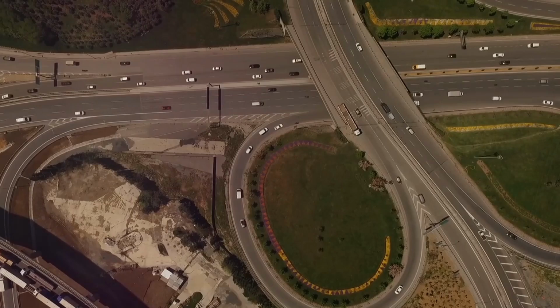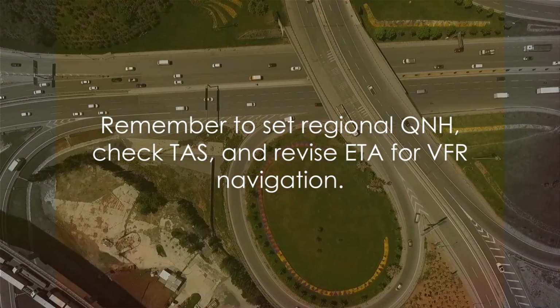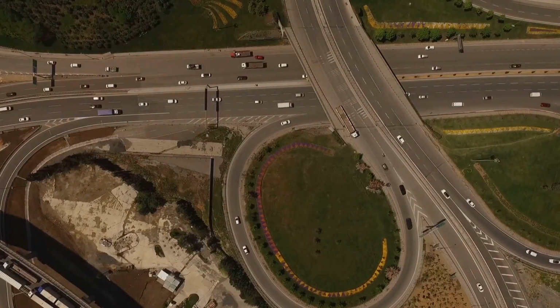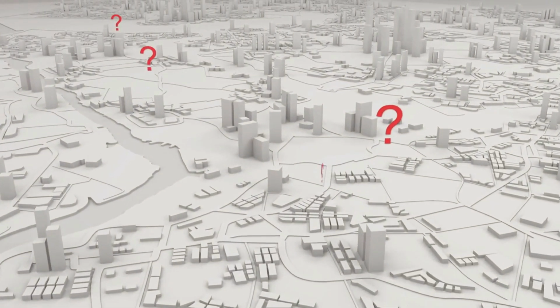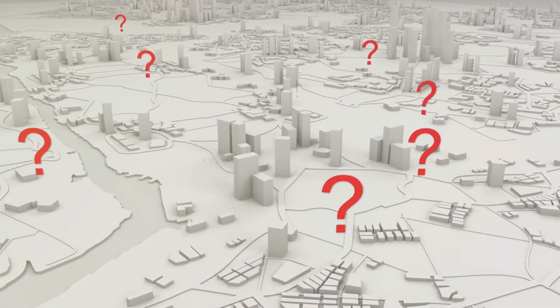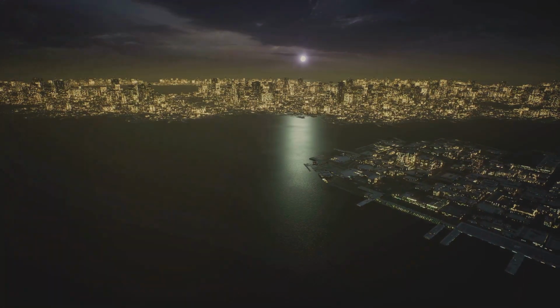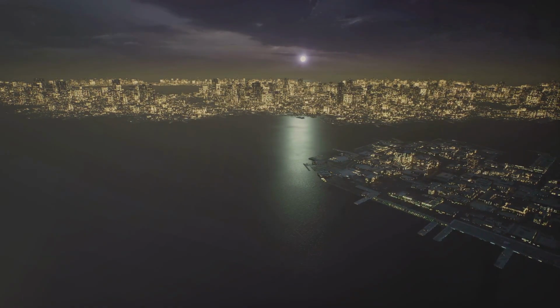So to sum up, when navigating under VFR, remember to set the regional QNH at cruising level, check TAS, and revise ETA if necessary. For map reading, select easily identifiable reference points and use them to maintain your track. These tips should help improve your VFR navigation skills, ensuring a safer and more efficient flight.